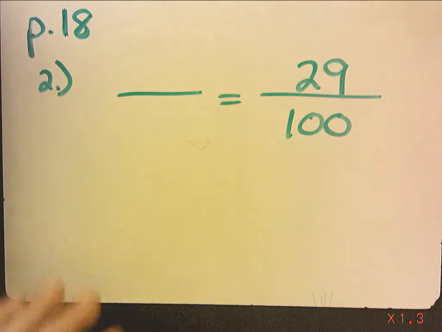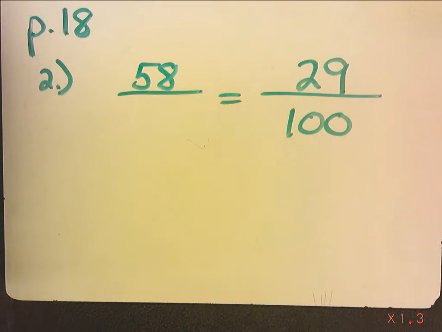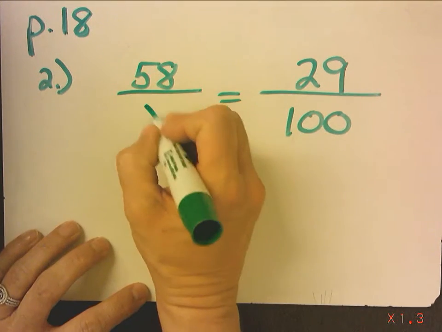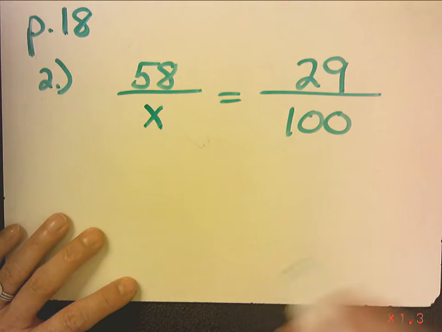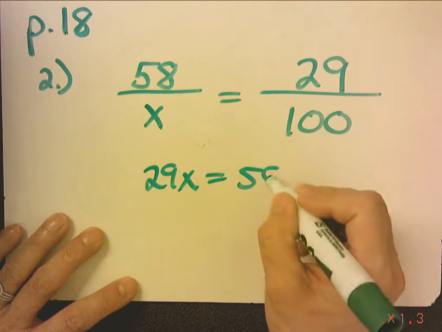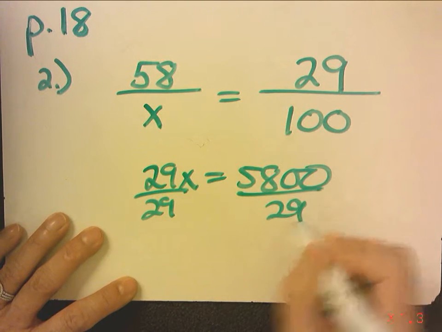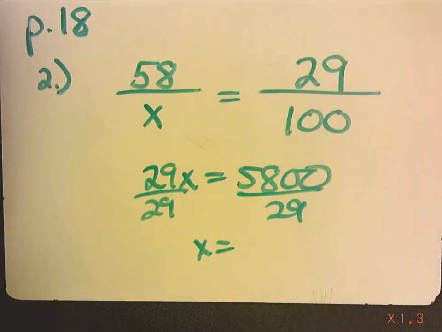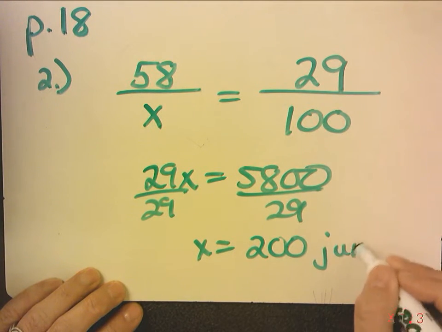Now, the 58 represents the 29% of the times that he failed, and we need to know what was the total number of jumps that he made. Because when you hit the bar in high jumping, that means you fail. Okay, so I say 29x equals 5,800, divide by 29, divide by 29, x equals 200 jumps.